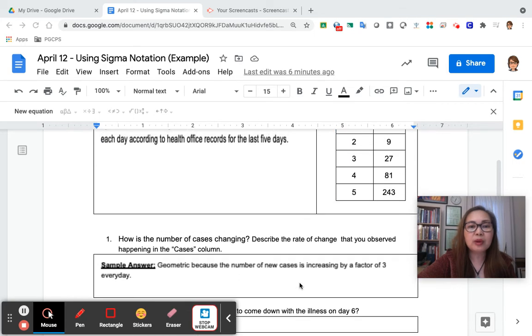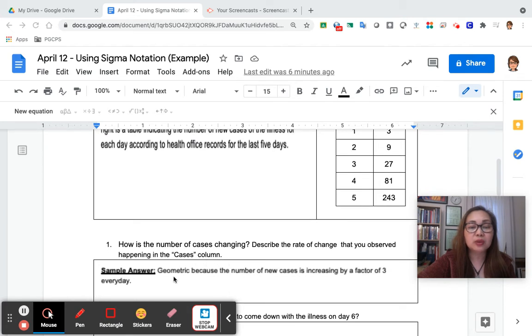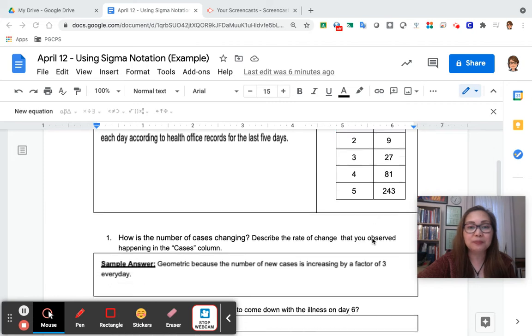How is the number of cases changing? Describe the rate of change that you observe happening in the cases column. So there's a sample answer that the change that's happening on the second column is actually geometric because you have to be multiplying by 3 in order to get to the next number. So that's the rate of change. That's the description of how these numbers are changing. You are multiplying by 3. So the common ratio is 3.